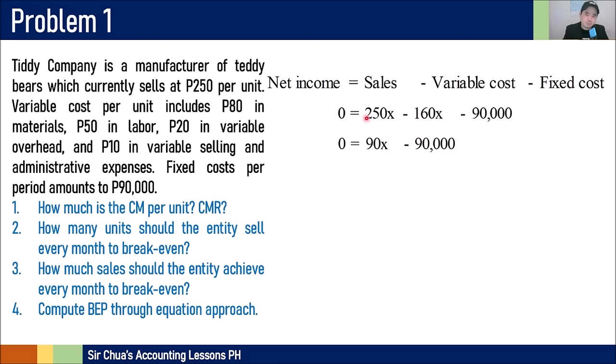So, 90X minus 90,000. Transpose 90x to the other side. Negative 90x is equals to negative 90,000. Then divide both sides by 90, x is equals to 1,000 units.